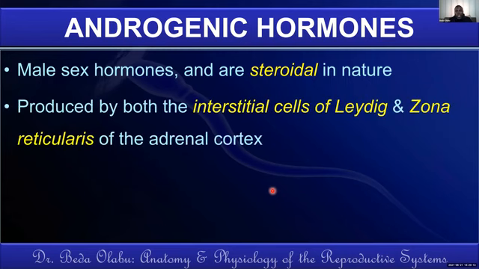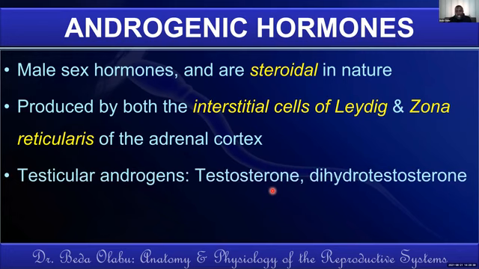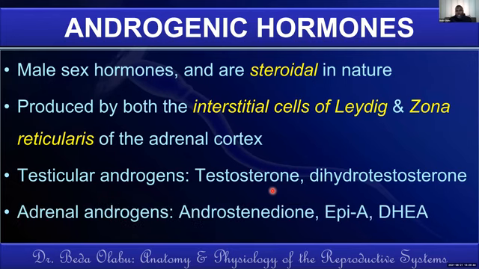So in particular, androgen hormones, which are steroids, have two primary sources. Androgens can be produced by the interstitial cells of Leydig, and this is the main site of production. But androgens can also come from the zona reticularis of the adrenal cortex. So we call those ones adrenal androgens to distinguish them from testicular androgens. Testicular androgens are the ones I told you earlier, testosterone and dihydrotestosterone. These are the adrenal androgens.